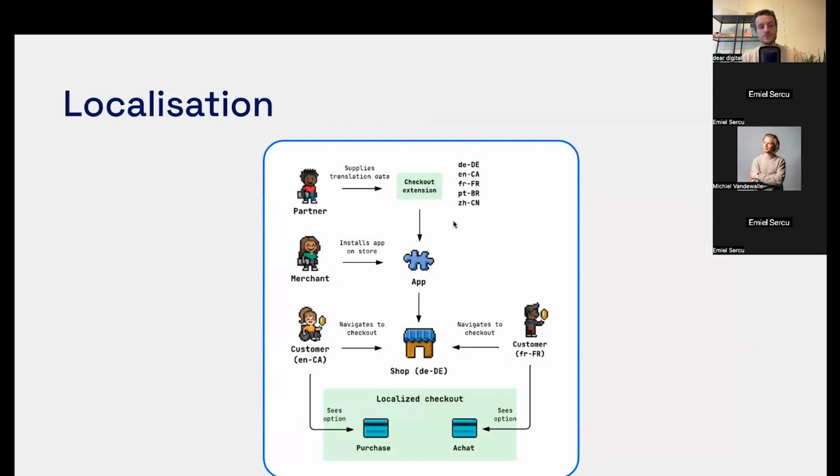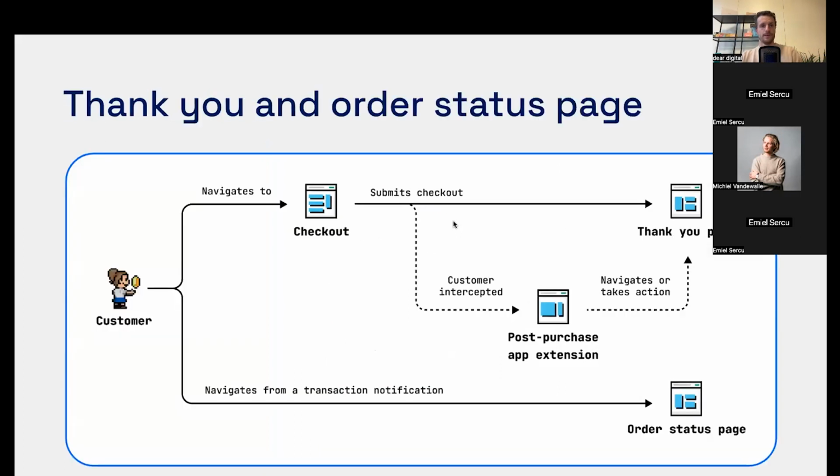Because if a French person checks out, or a Danish or a German person checks out, you want to make sure that all of these are localized. So this is all possible with the UI checkout extensions. You can actually localize them as well and make them relevant to a particular person in a particular language group.